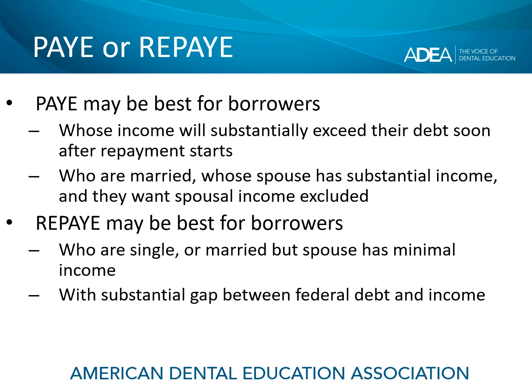We think REPAYE may be best for borrowers who are single. The spousal income requirement is irrelevant at that point, or they're married but their spouse has minimal income and therefore the inclusion of spousal income has a minimum impact on the monthly payment amount with REPAYE. We also think REPAYE may be best for borrowers who have a substantial gap between their federal debt and income because these borrowers should benefit from the 50% subsidy available with REPAYE.